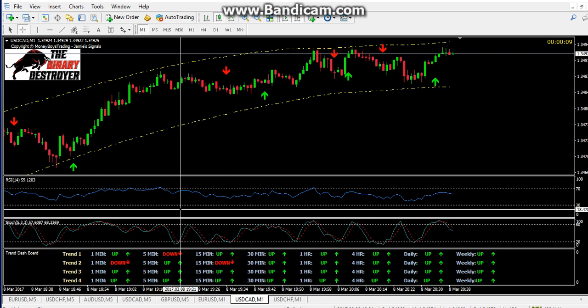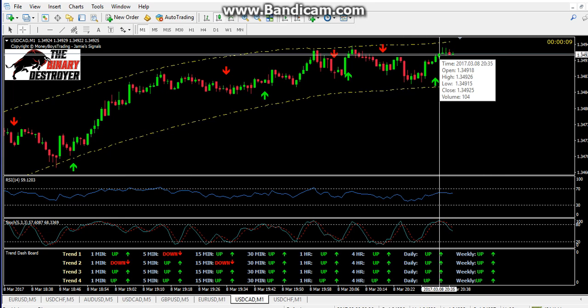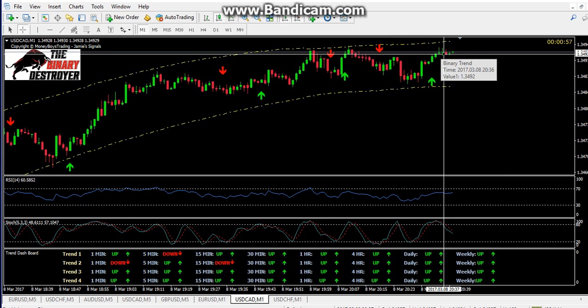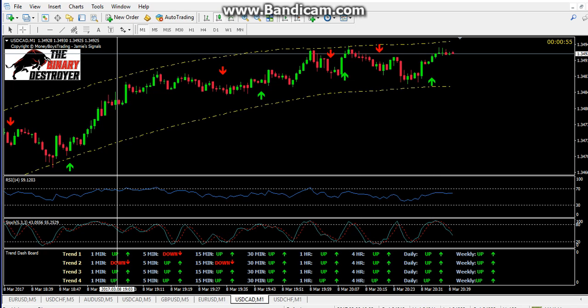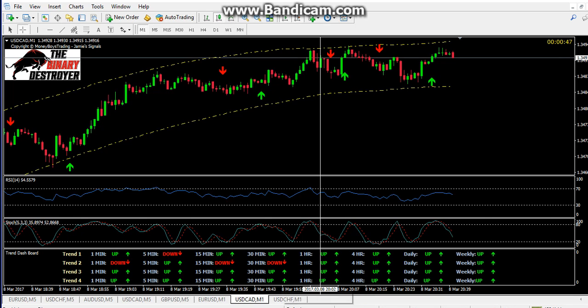As we can see here, we're clearly in an uptrend, but it looks like it's going to start reversing. So the trend is telling me it's not 100% an uptrend because it might be reversing. Let me try and explain to you.